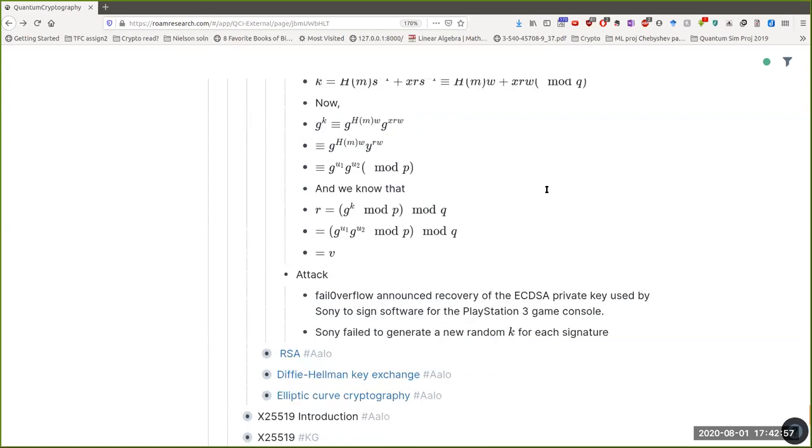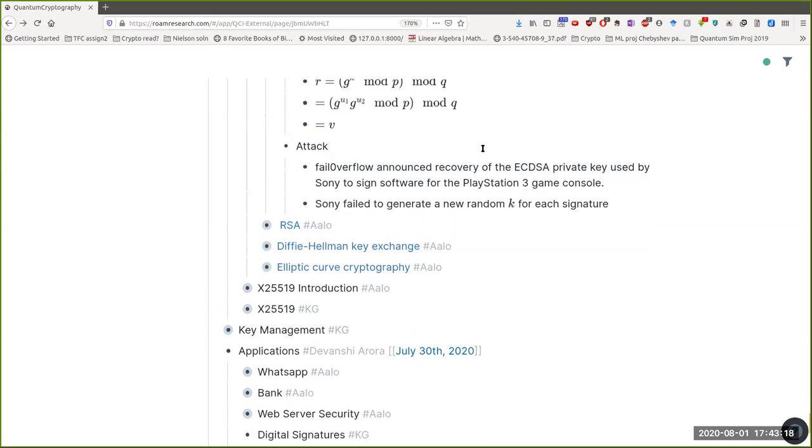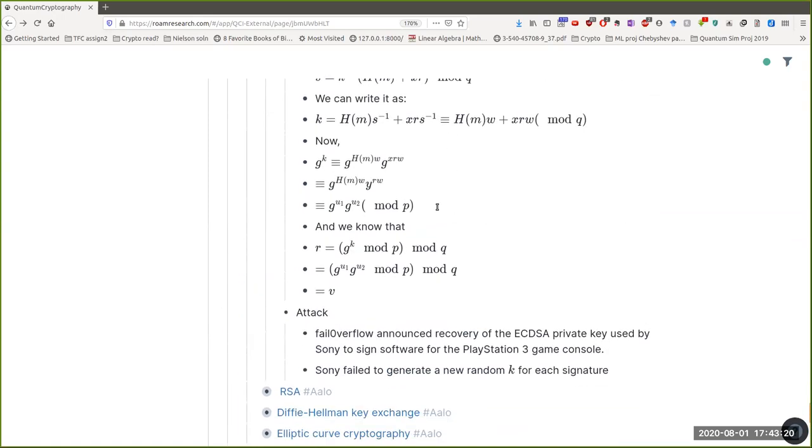Oh yeah, so there's an attack actually, not on DSA. We will cover in maybe the next session, elliptic curve cryptography. So you will see that it's a similar thing, same hard problem and everything. Instead of finite fields, we now have elliptic curves. So elliptic curve DSA, and the algorithm also runs the same.